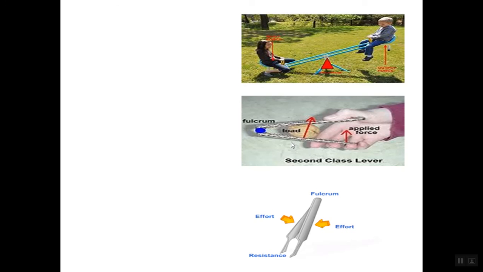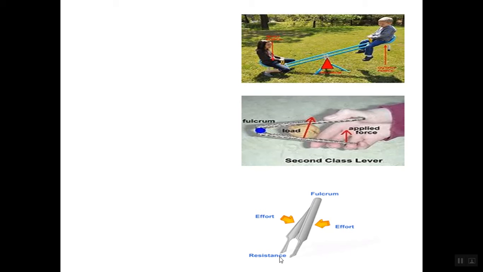While the nutcracker: my hand is the force, the nut is the resistance, and here is the fulcrum. So what is in between? The resistance. So here the resistance is between the effort and the fulcrum. While the tweezers or the coal holder or the ice holder: here is the fulcrum, the effort is in between, and here is the resistance. So the effort is between the fulcrum and the resistance.